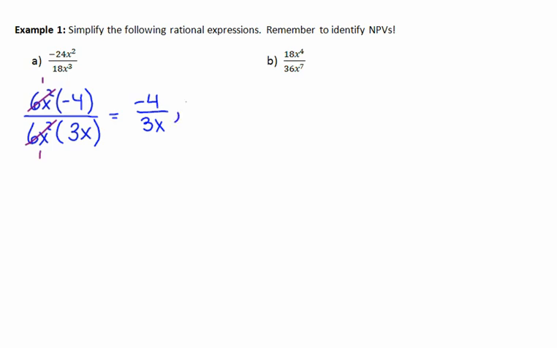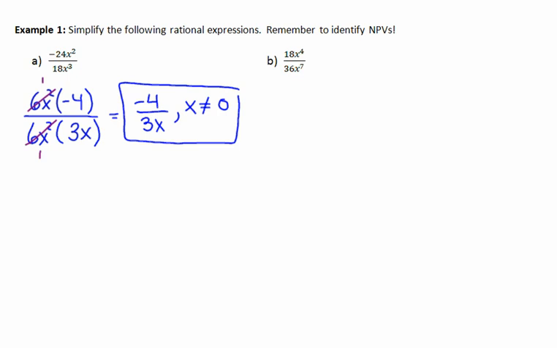Comma, we need to say our restrictions. So you can look at the original, what can't x be? Whenever it's a monomial, it's always 0. X can't be 0. Okay.